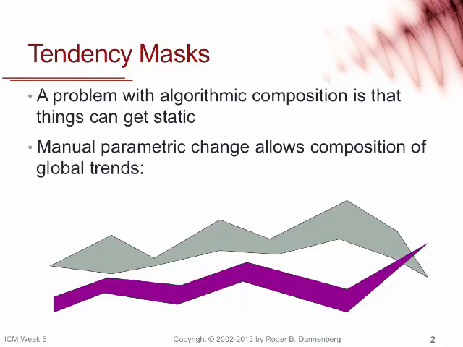So the problem, again, is algorithmic composition can lead to things that get very static. As soon as you figure out what's going on, even if there's probabilistic variety, your brain quickly accommodates to understanding what the distributions are, and nothing's a surprise anymore. So one thing that you can do to introduce global trends and global changes is manual change of parameters.